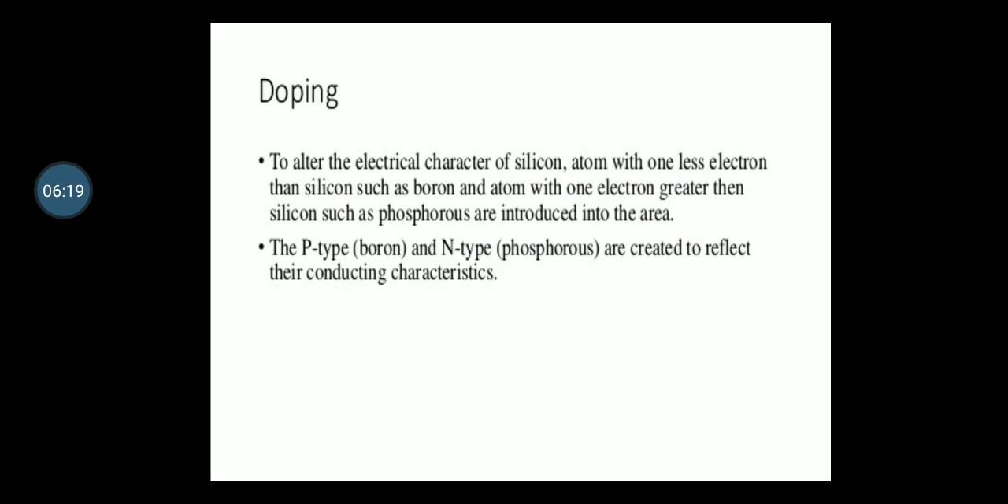So doping, to alter the electrical character of silicon, an atom with one less electron than silicon such as boron, and an atom with one electron greater than silicon such as phosphorus are introduced into this area. The p-type boron and n-type phosphorus are created to reflect their conducting characteristics.